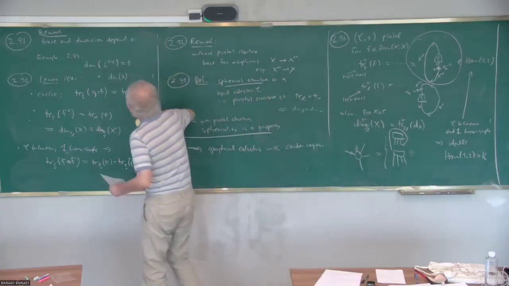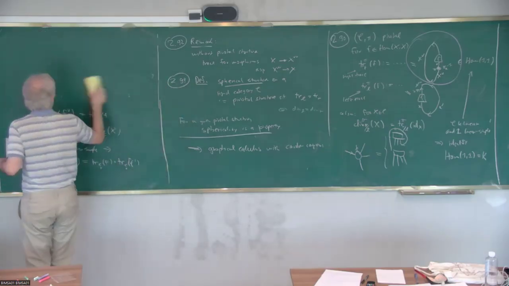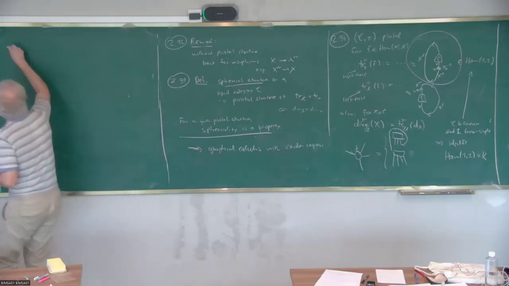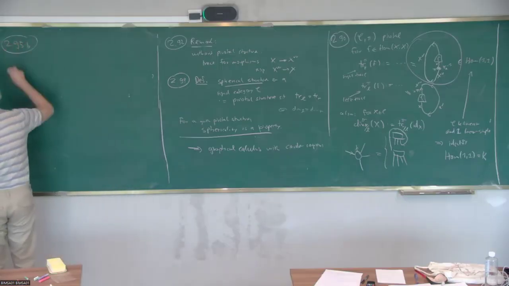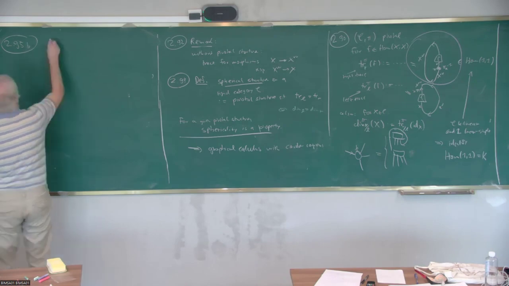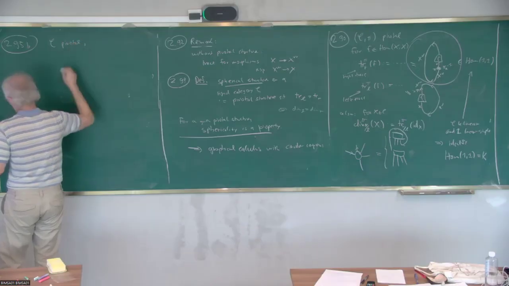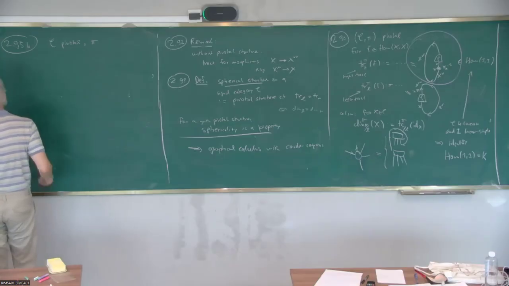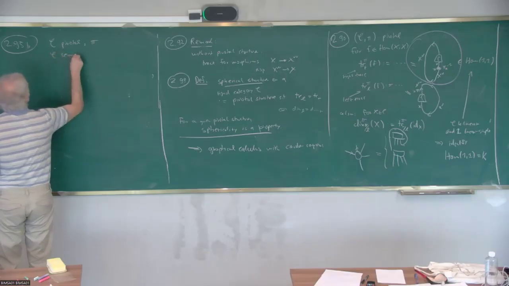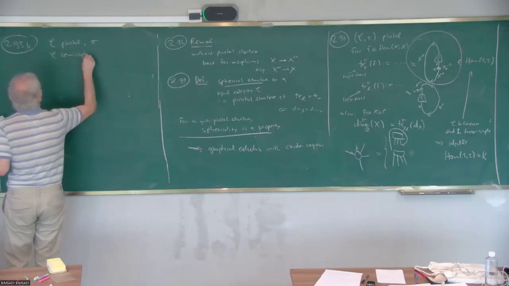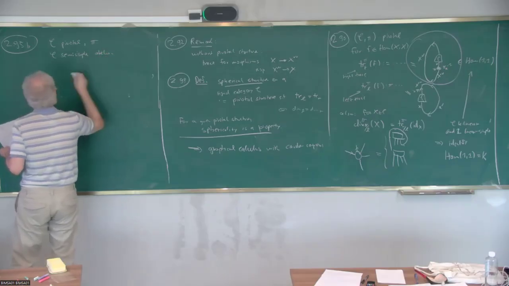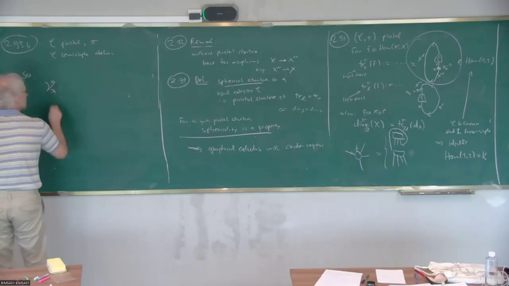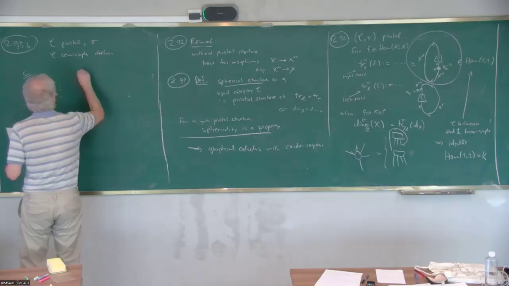Then another quantity that is of interest is the following. Let's assume C is pivotal, and the pivotal structure is called i as usual, and C is in addition semi-simple and abelian. Then we can look at the following morphism, where I use the ordinary graphical calculus.